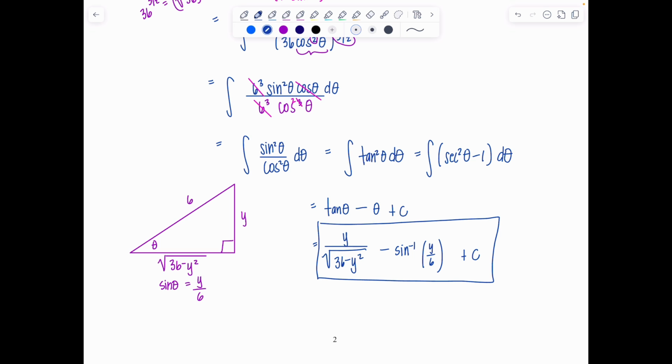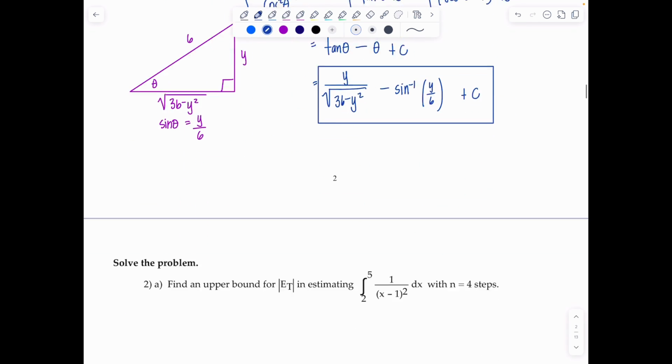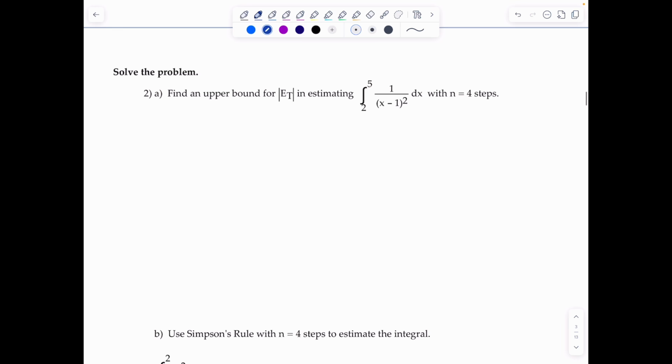Okay. Very good. So that was the first one. Now let's look at another one involving approximate integration. Find an upper bound for the magnitude of the error using the trapezoidal rule, when we're estimating the integral from 2 to 5 of 1 over (x minus 1) squared dx with n equals 4 steps.